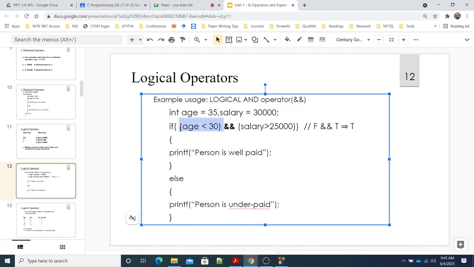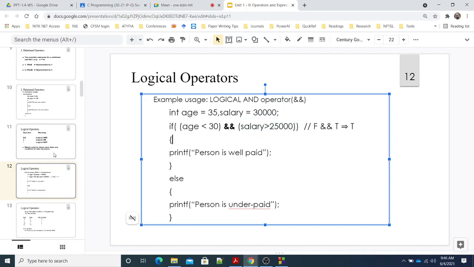But when the decision is to be taken using more than one condition, we have to combine independent conditions: age less than 30 as well as salary greater than 25,000. So we have multiple conditions, and we connect these conditions using logical operators. Logical AND means the overall expression will be true if both individual conditions are true. In all other cases, logical AND will be false.